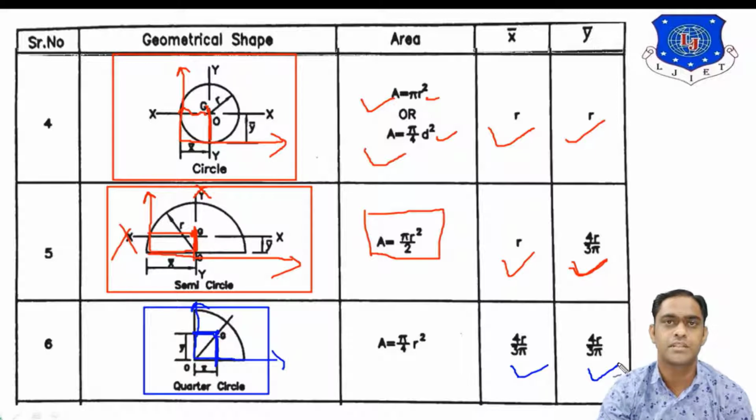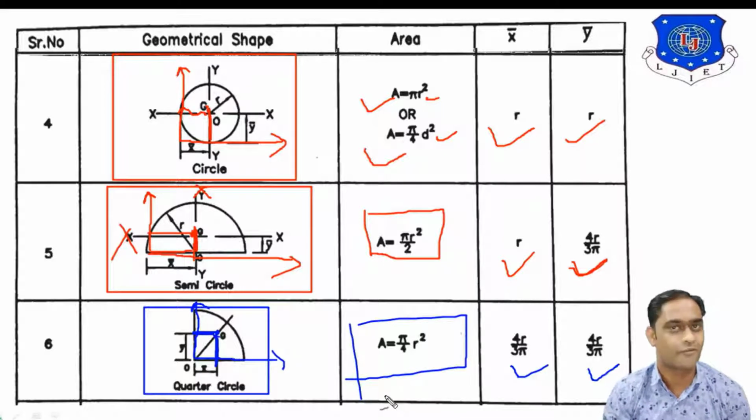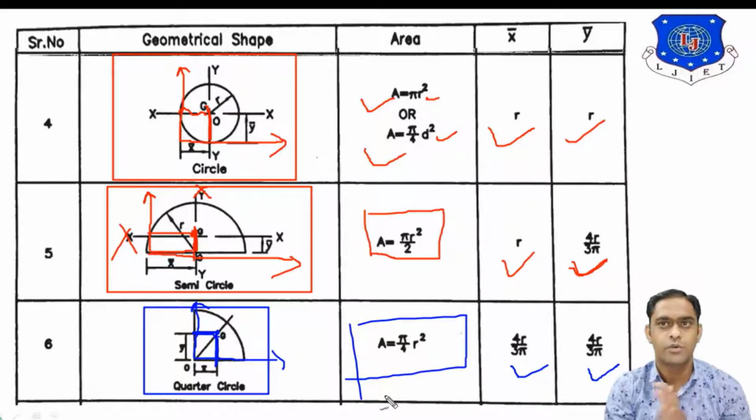You have to remember this formula, 4r by 3 pi. And area of the quarter circle is pi r square by 4. So this is the list of the formula. Now we are going to start numerical. Must remember these formulas of rectangle, triangle, circle, semicircle and quarter circle. Let us see one example and we will see what happens with the method.